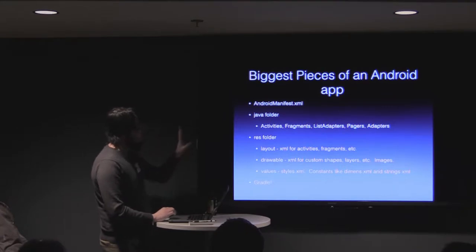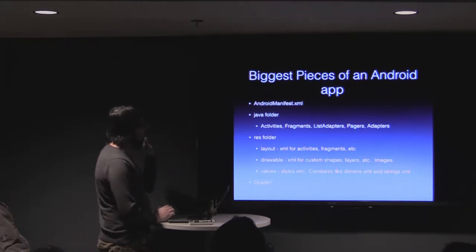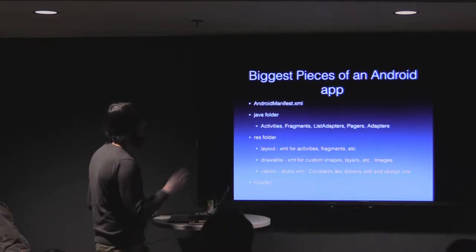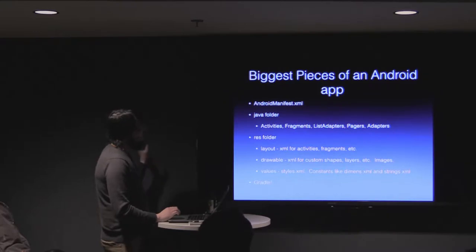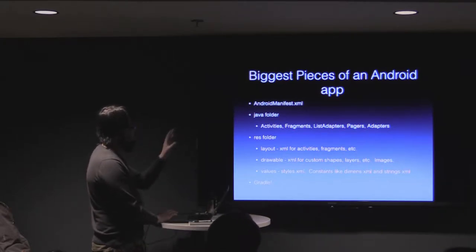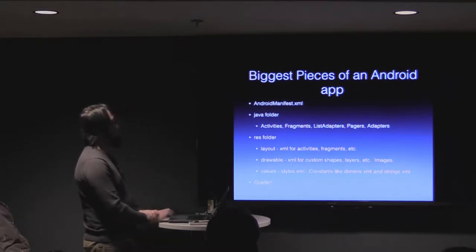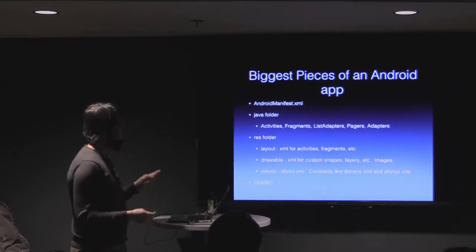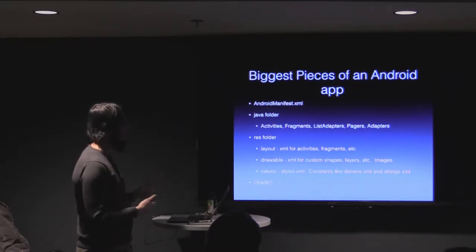You have a Java folder, which is where most of your life will live, where your activities are, where you're dealing with your real Java activities, fragments, stuff like that. I'm not going to completely go into what activities and fragments are, because it's a little in depth, and I'll leave it at that for now, but I might add more if people are interested. Then you have your res folder, which is where you set out your layouts. It's where your XML lives, and your XML is how you lay out how your view actually looks, how it's arranged, how you style it, things like that.